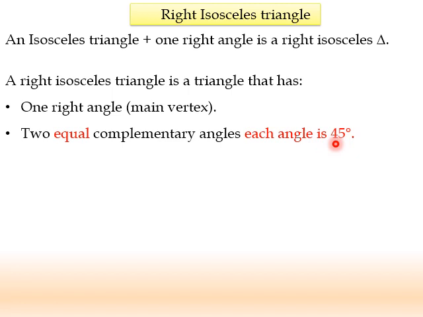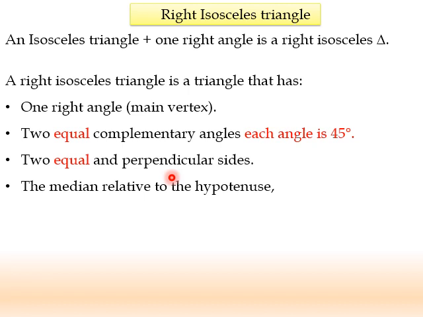So from now on, we know that a right isosceles triangle has a 90-degree angle and two equal angles, each one of them equal to 45 degrees. It has two equal and perpendicular sides. The sides issued from the main vertex are equal.